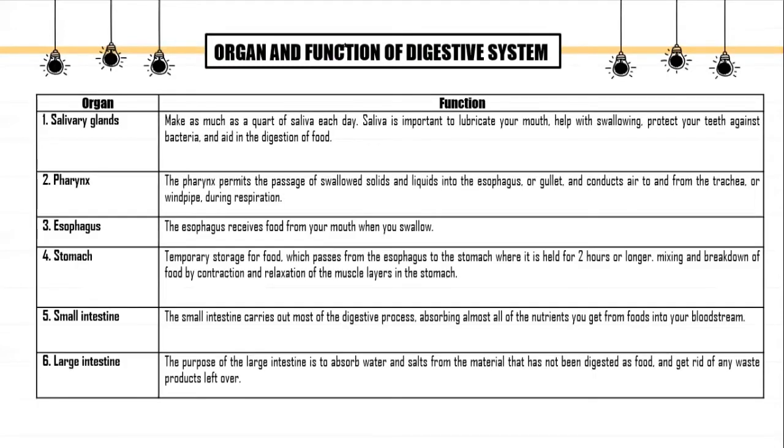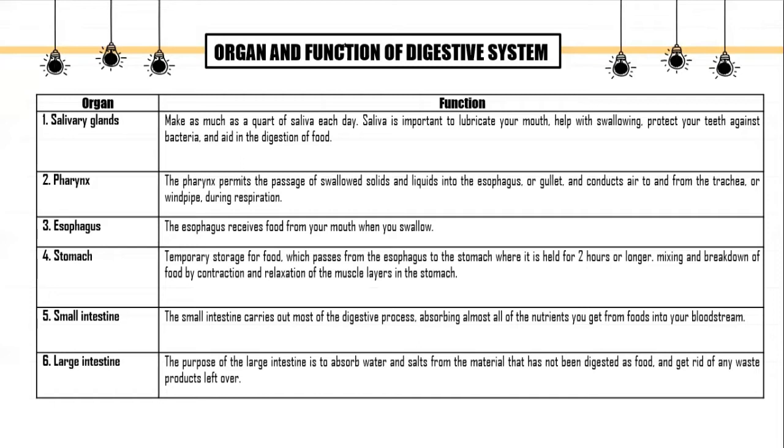This makes as much as a quart of saliva each day, and this saliva is important to lubricate the mouth, help with swallowing, protect the teeth against bacteria, and aid in the digestion of food. Salivary glands are for the protection of the mouth as well as the organs found inside the mouth, and aid in the digestion of the food. There are three major pairs of salivary glands. These are the parotid glands that can be found inside the cheeks.